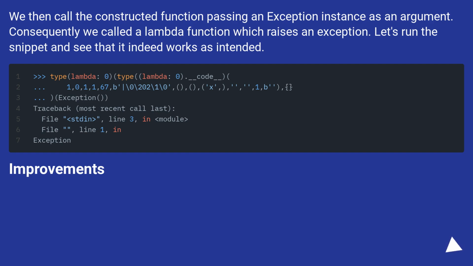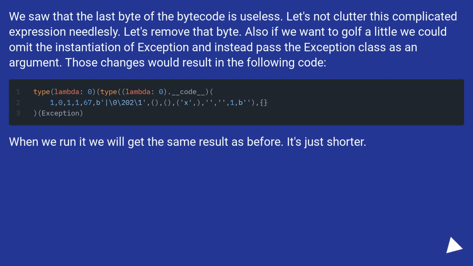Improvements. We saw that the last byte of the bytecode is useless. Let's not clutter this complicated expression needlessly. Let's remove that byte. Also, if we want to golf a little, we could omit the instantiation of the exception and instead pass the exception class as an argument. Those changes would result in the following code. When we run it, we will get the same result as before. It's just shorter.